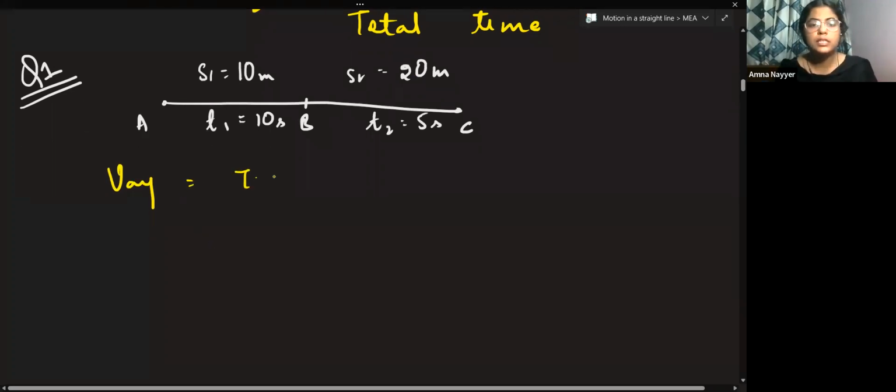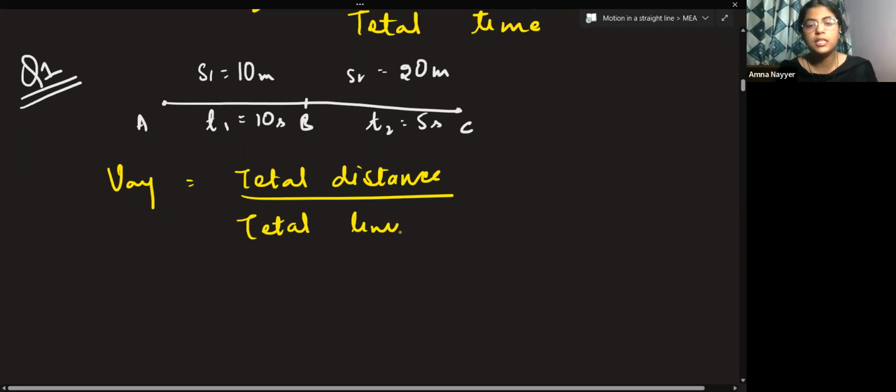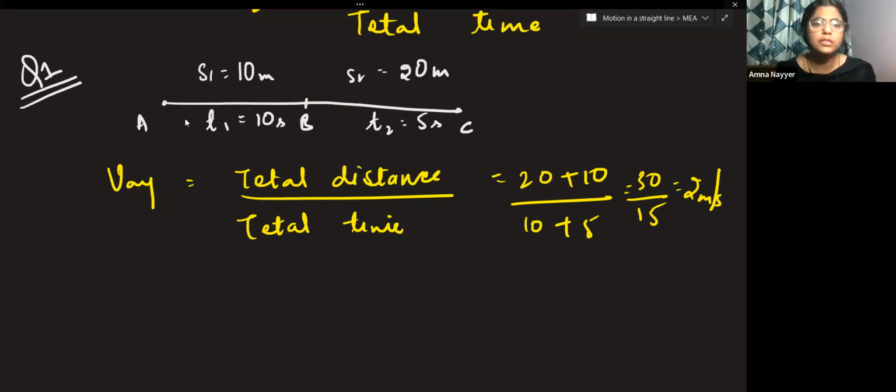This is total distance divided by total time. So total distance is 20 plus 10, divided by 10 plus 5. So this becomes 30 divided by 15, that is 2 meters per second. All right, so this is one of the very basic questions.